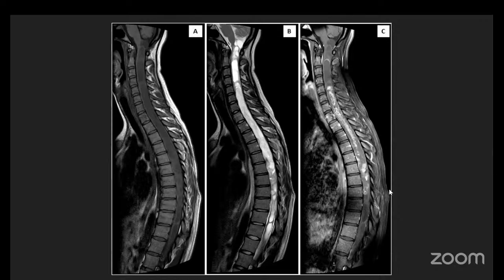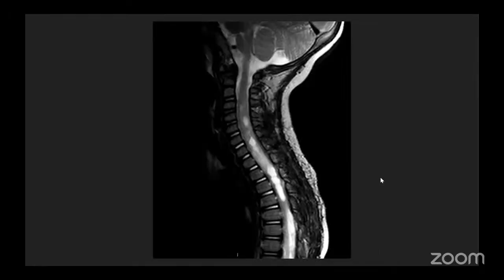Let me move on. So you can see this is another sagittal section, and the lesion is visibly involving approximately C3, C4, starting from C4, going down the dorsal spine as well. There are multiple cystic cavities within the tumor, and you cannot adequately differentiate the tumor and the cord interface here.